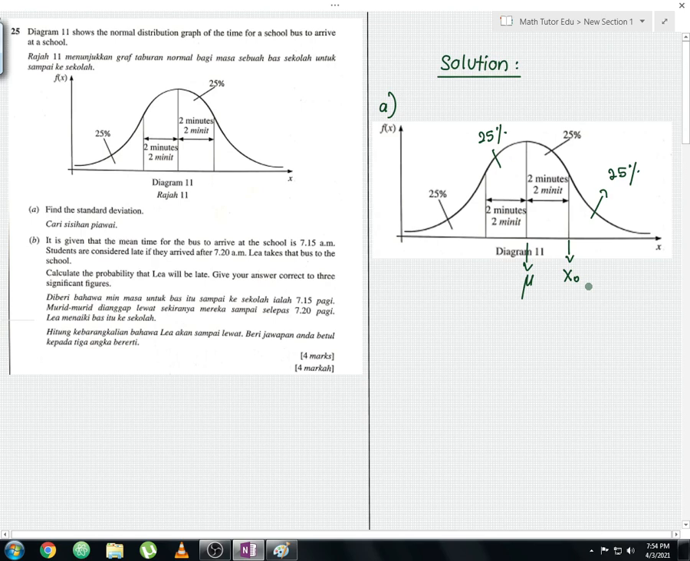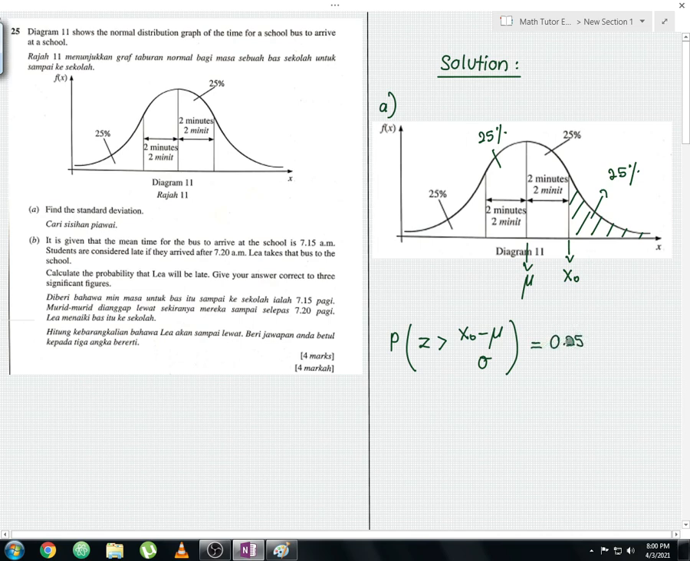From here, the area under the graph for this specific region is 0.25. We can relate this region with the Z table. To get the standard deviation, we're going to go in the reverse direction, so please follow along with me, guys. Probability Z more than x naught minus mu divided by sigma is equal to 0.25.